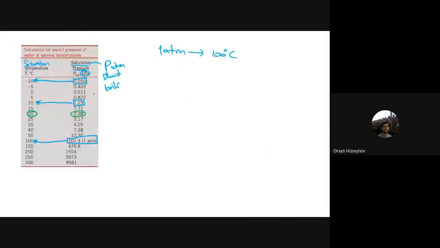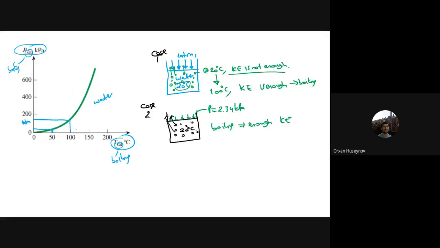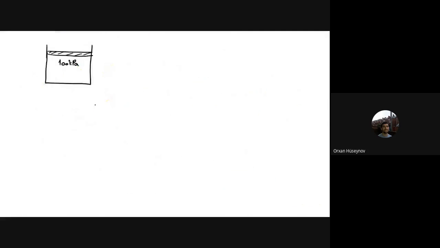That water has a pressure of 100 kilopascals, and let me see the water boiling curves here. Just 1 minute. At 50 degrees Celsius, it boils at 12.35. So at 100 kilopascals, the water boils at 100 degrees Celsius.